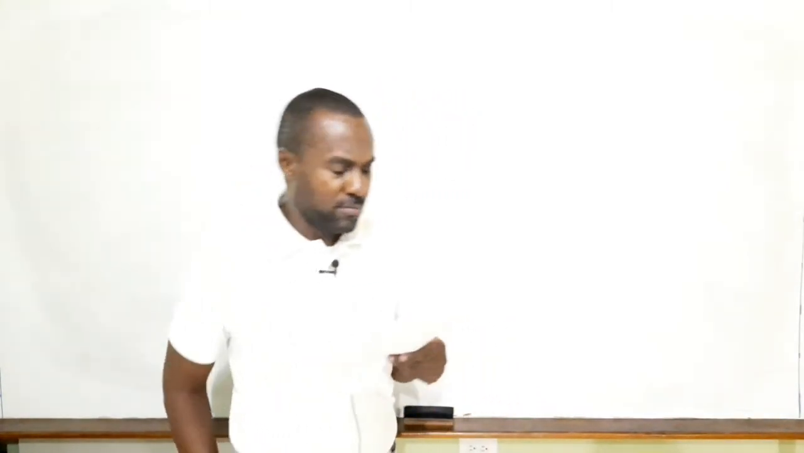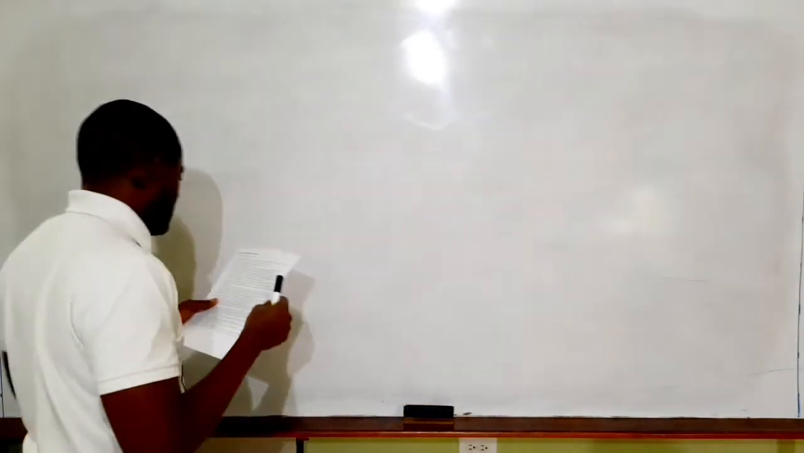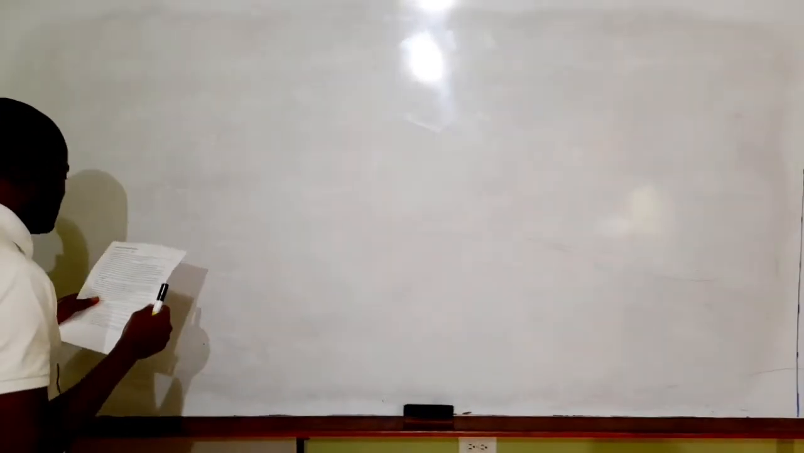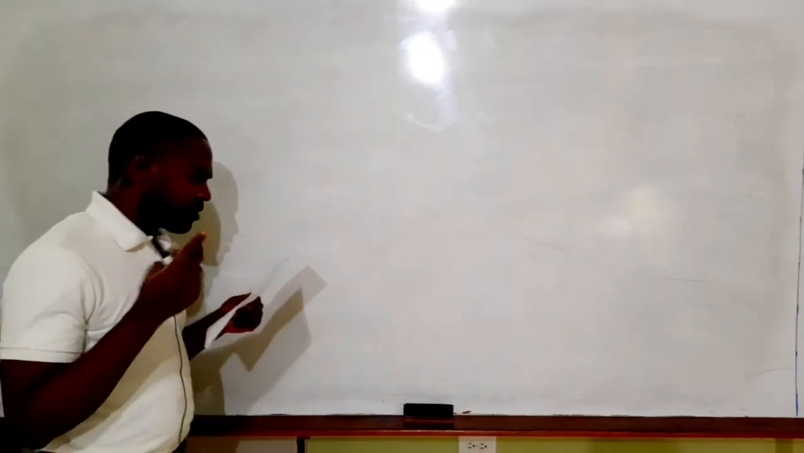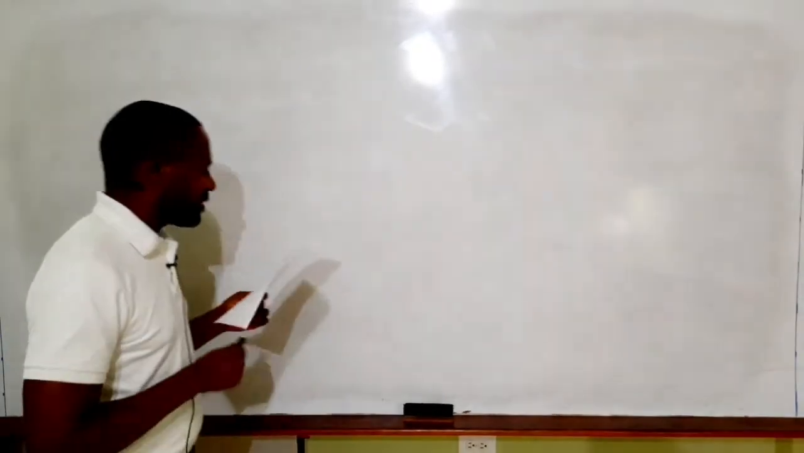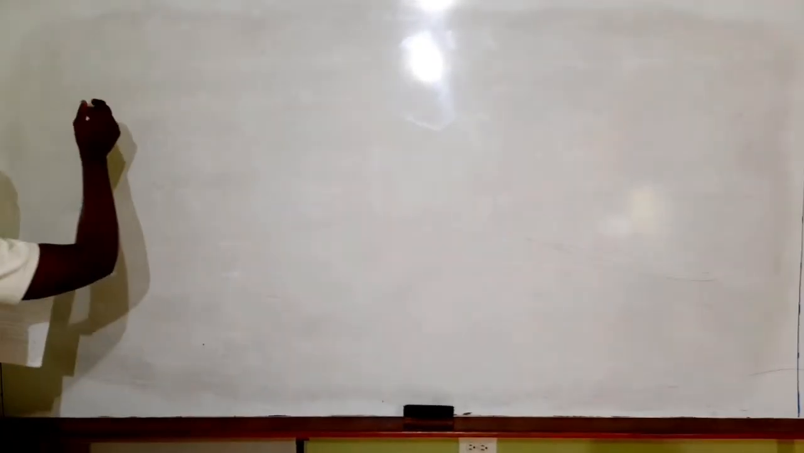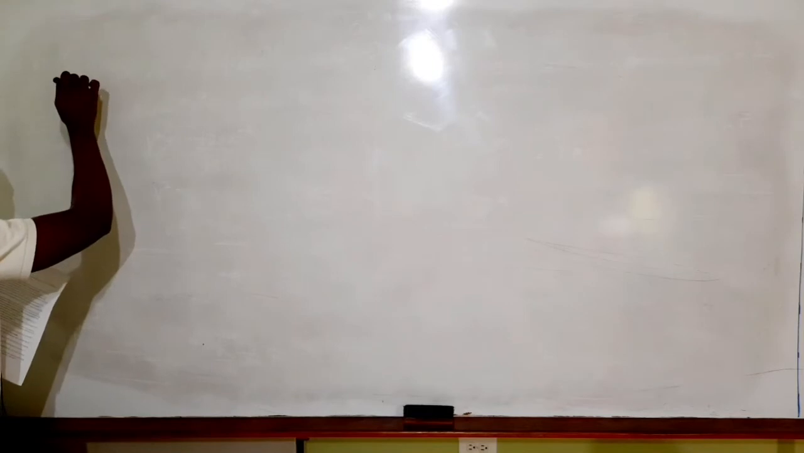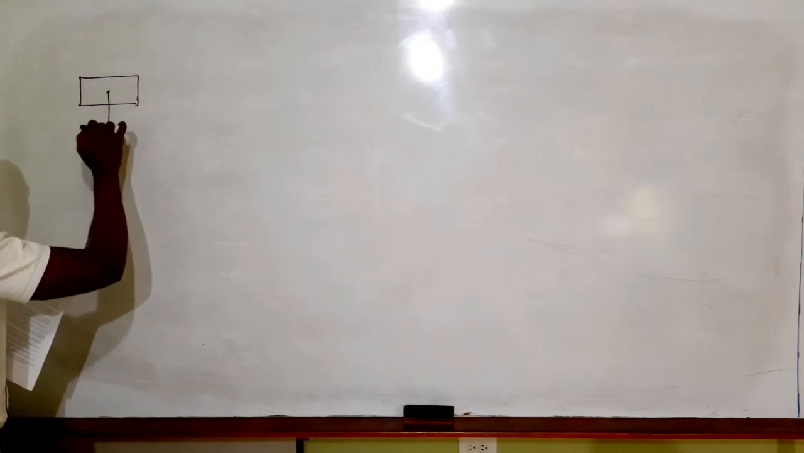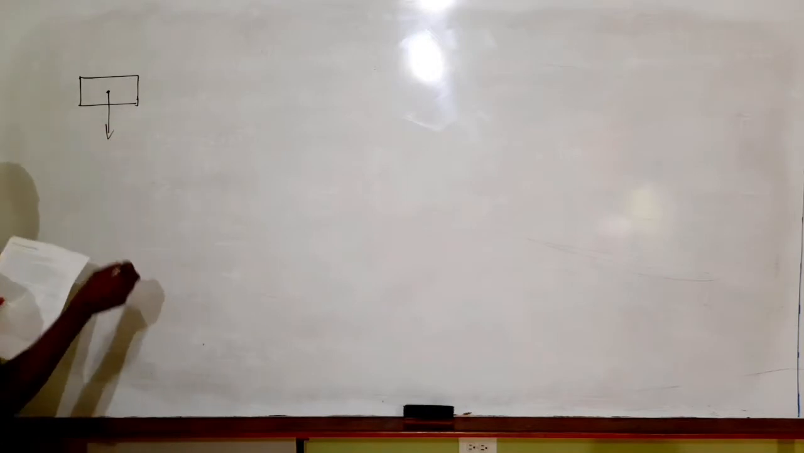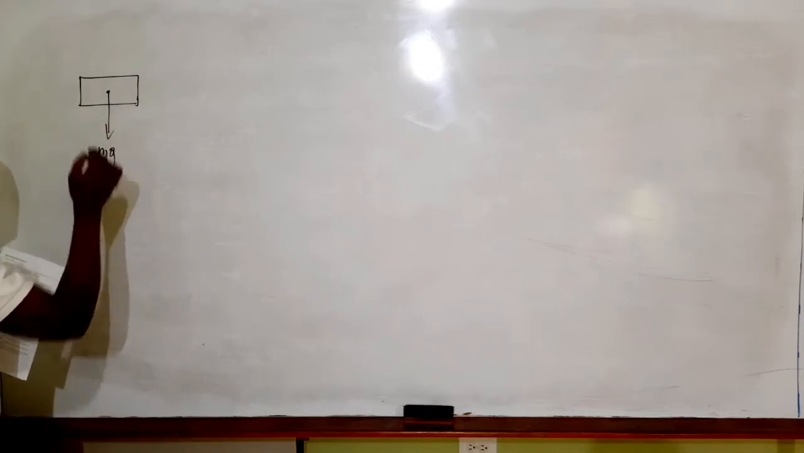So as customary, we try to represent the situation on a diagram, and we apply Newton's second law of motion and the third law if necessary. So let's represent the situation on a simple diagram. Let this be the body, the body of mass 25 kilograms, so let it be mg.